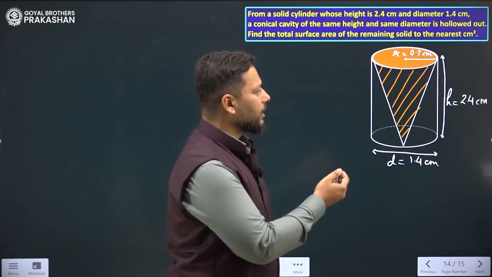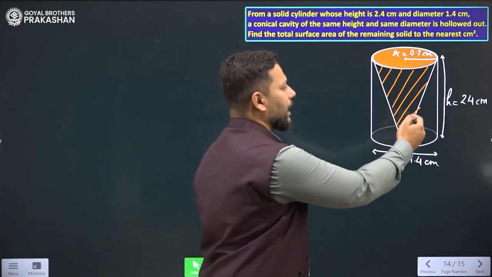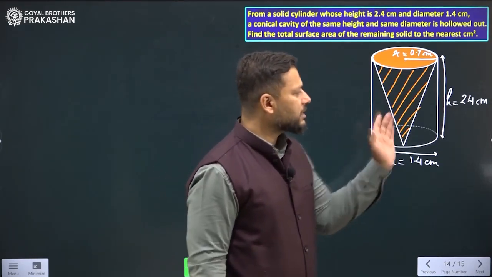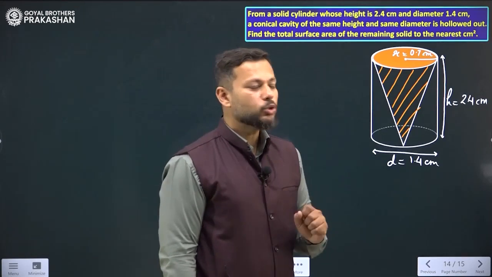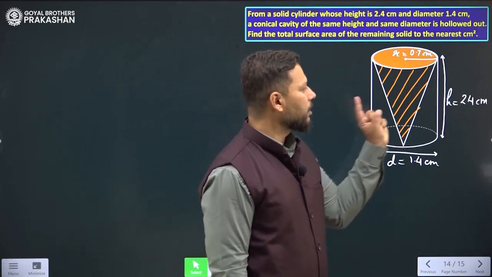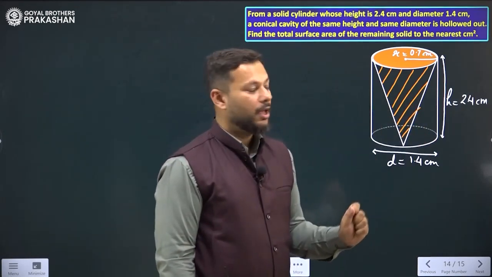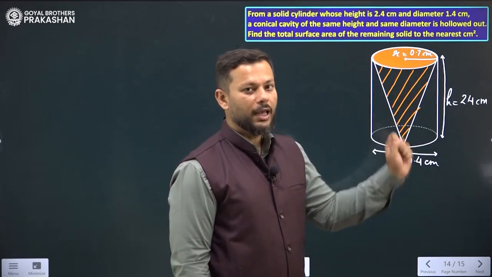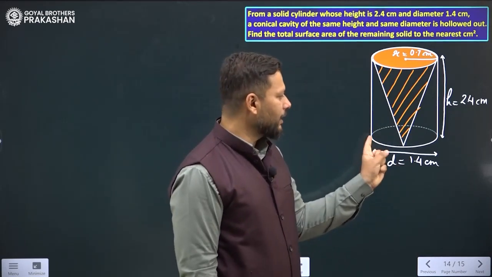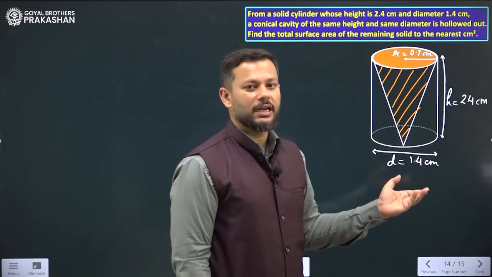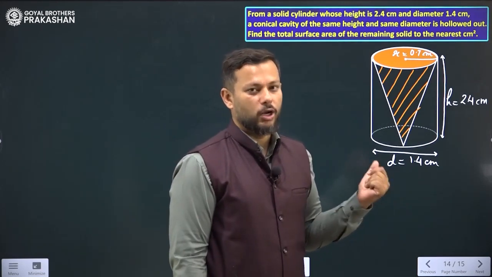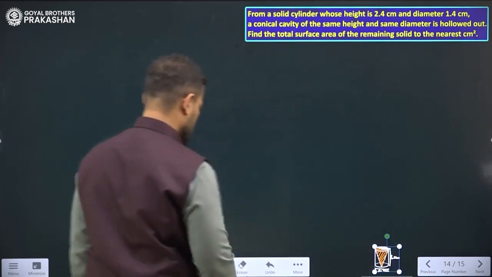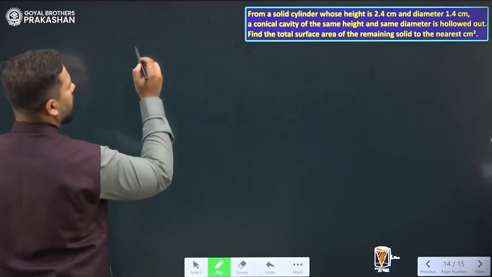So just by looking at it, we can see that this conical cavity is taken out of this cylinder. So what is going to be the surface area of the remaining solid? It is going to be the sum of the curved surface area of the cylinder added with the curved surface area of this cone. Also, we need to add the base area of this cylinder, as its bottom portion is solid, it's not hollow. So let us now solve this problem by writing what is given to us.